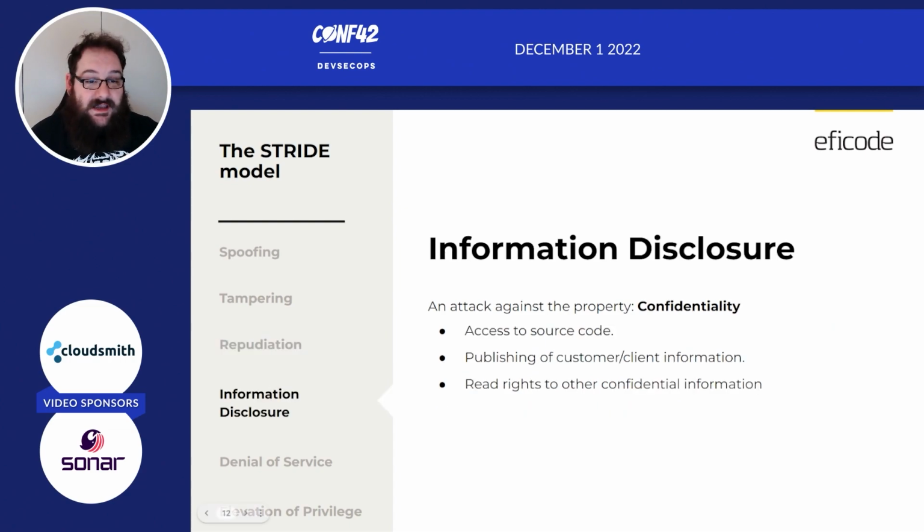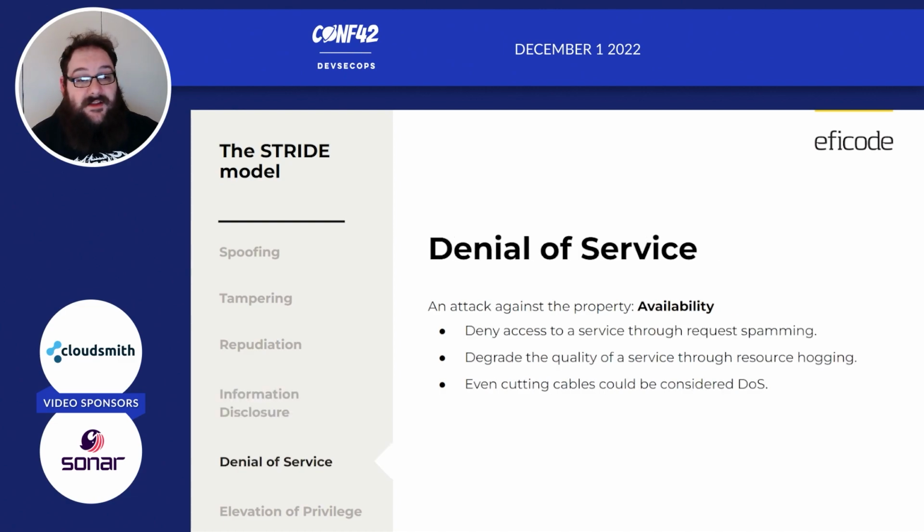Information disclosure is another big one. An attack against confidentiality, so access to source code, publishing of customer or client information, or any confidential information, really. Most companies have confidentiality levels that are set, and anything that's not categorized as public, if that reaches someone it shouldn't, that's information disclosure. Denial of service is, of course, a standard one. Degrading or denying access to the service through any means, even cutting cables, when you think about it, can be considered a denial of service attack.